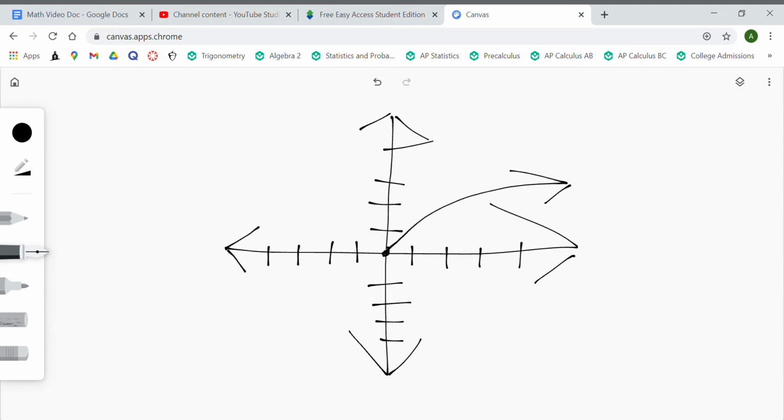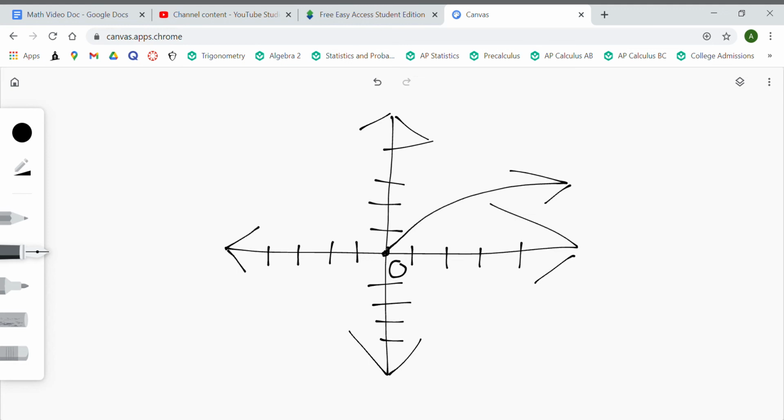Okay, so we have an endpoint right here at the origin, 0, 0. And then notice that we have a little bit of an arrow going on, meaning that the function goes on forever in that direction. So it's just going to keep going on forever in the right direction and in the up direction. It's never going to stop. This is actually what we call the square root function.